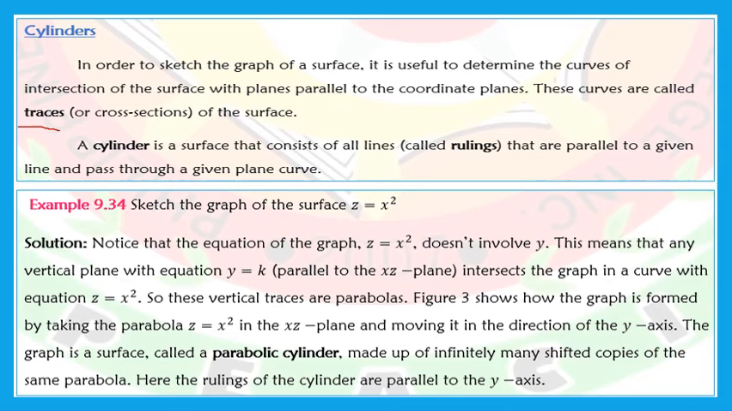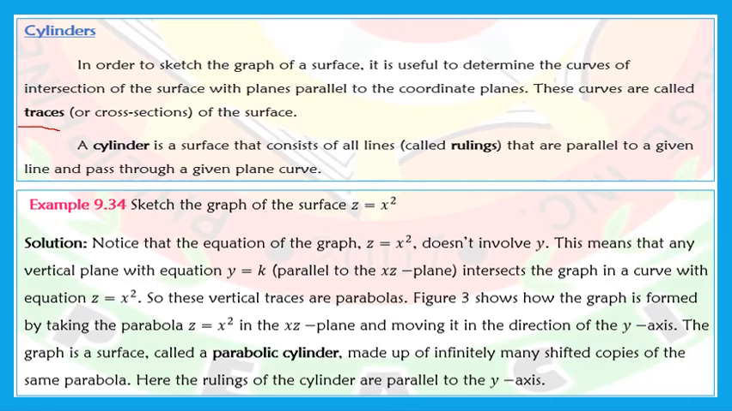A cylinder is a surface that consists of all lines called rulings that are parallel to a given line and pass through a given plane curve. For example, sketch the graph of the surface z equals x squared. Notice that the equation of the graph z equals x squared doesn't involve y.